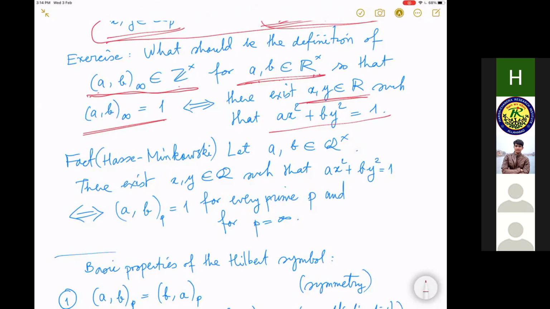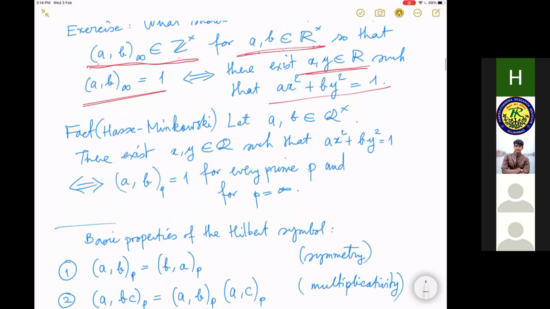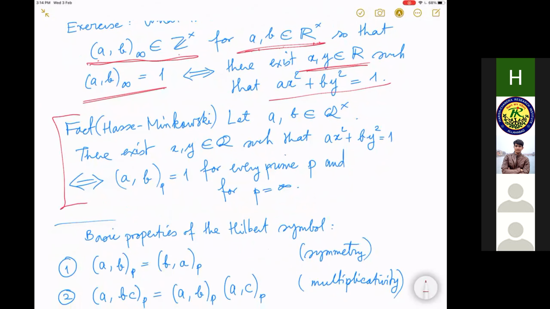Okay, so this here is a fact which is a global result. Global means it's about Q and not about Q_p or R. So this is called the Hasse-Minkowski theorem.